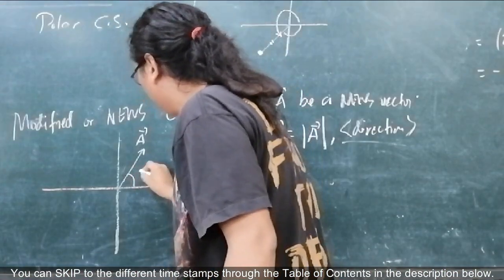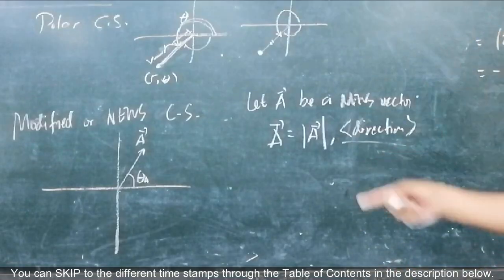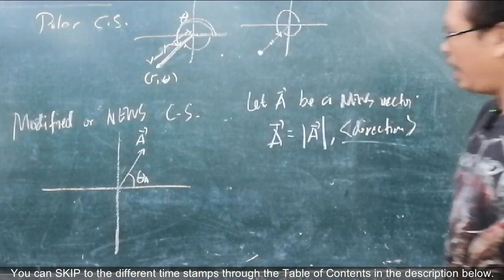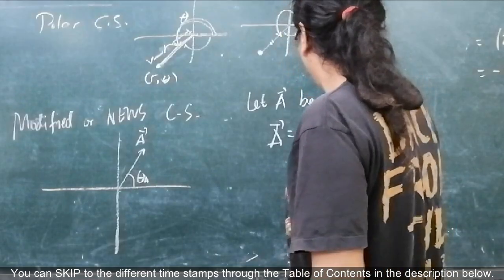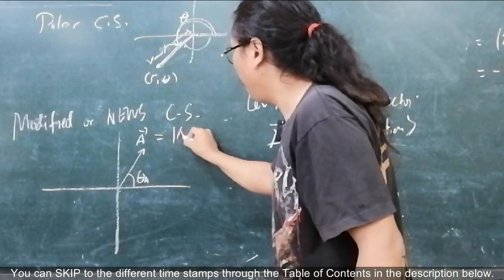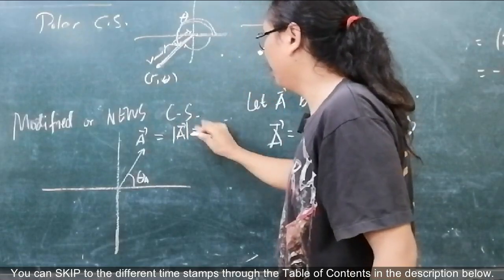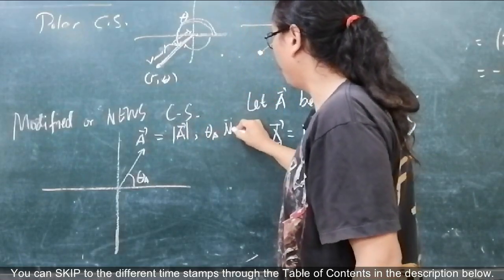Now, let's say this is theta A. Then I would write this A as, I can write now A as, okay? I could write this A now as what? The magnitude of A, theta A, north of east.